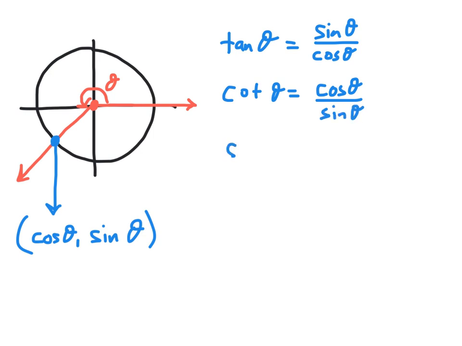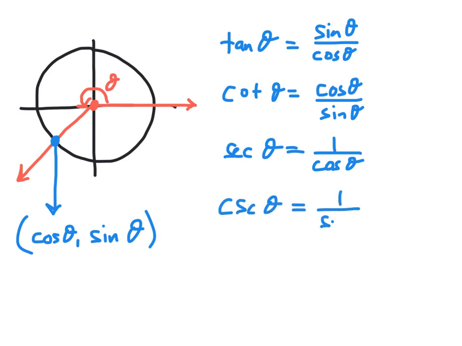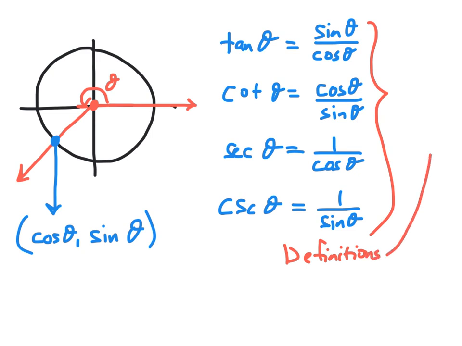We will define the secant of theta to be 1 divided by the cosine of theta, so the reciprocal of the cosine. And we will define the cosecant of theta to be the reciprocal of sine theta, or 1 over sine theta. These four will be our definitions for these four trig functions.